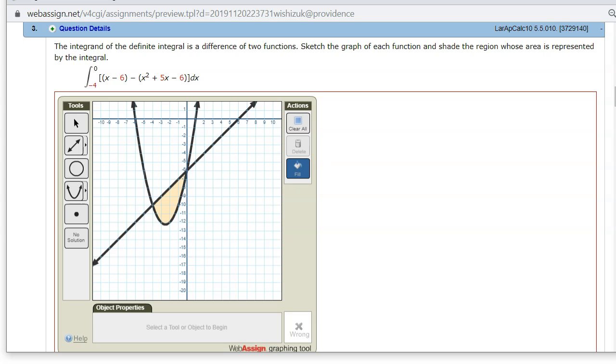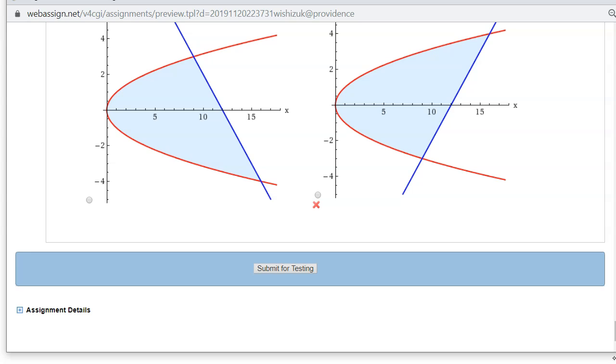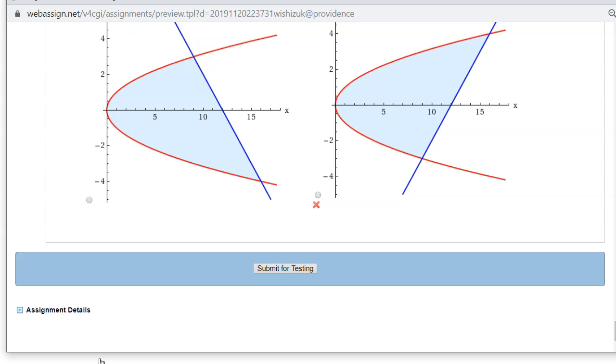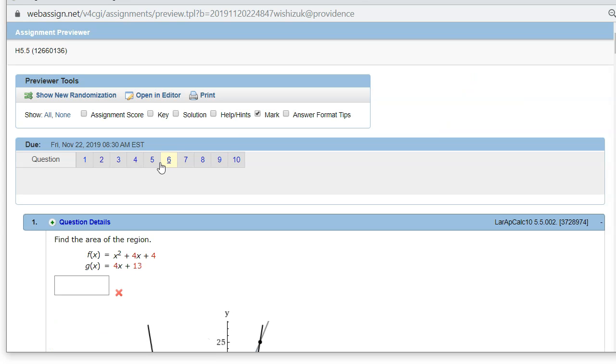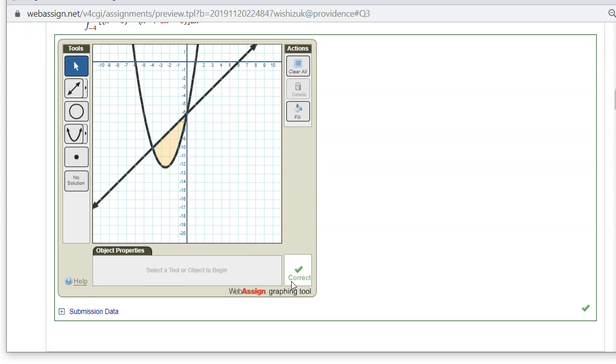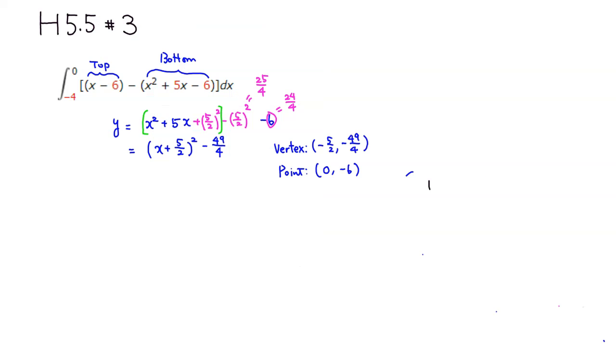So let's check the answer. Submit for testing. Alright, it came back and looks like we got this one correctly. That's it. I hope that this was clear.